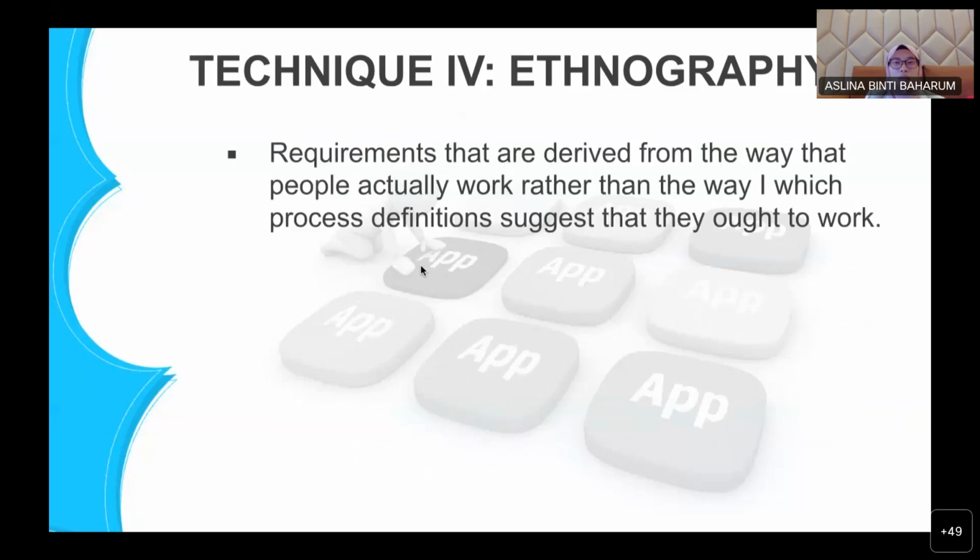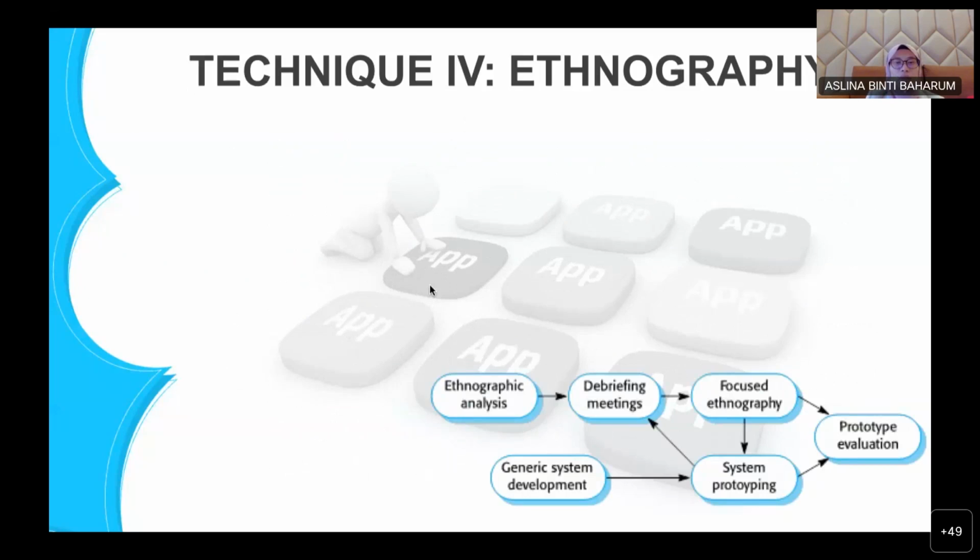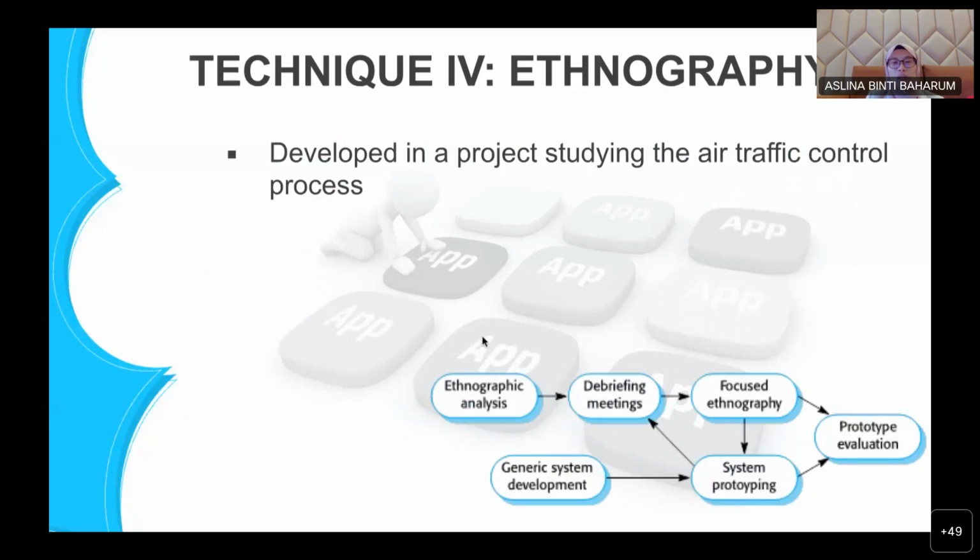Okay, requirement that drive awareness. This one is talking about the explanation of ethnography. So normally in this graph, check it out. Ethnography starts with a debrief meeting, focus ethnography, what kind of gender, area, geography that you choose, prototype evaluation. You give a prototype to evaluate, or it can go directly to system prototyping, and maybe it returns back to the debrief meeting, and finally generates system development.